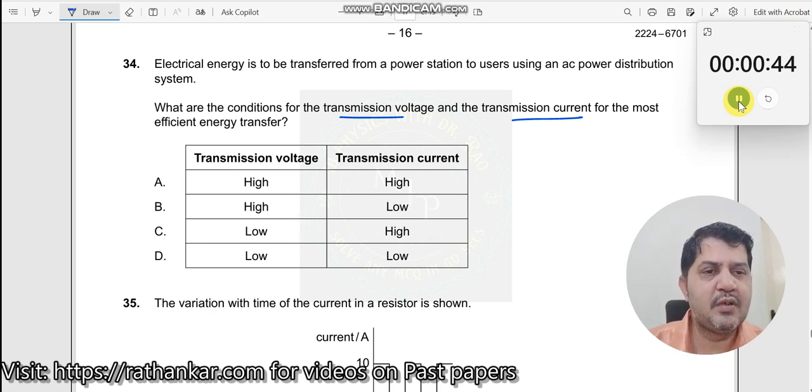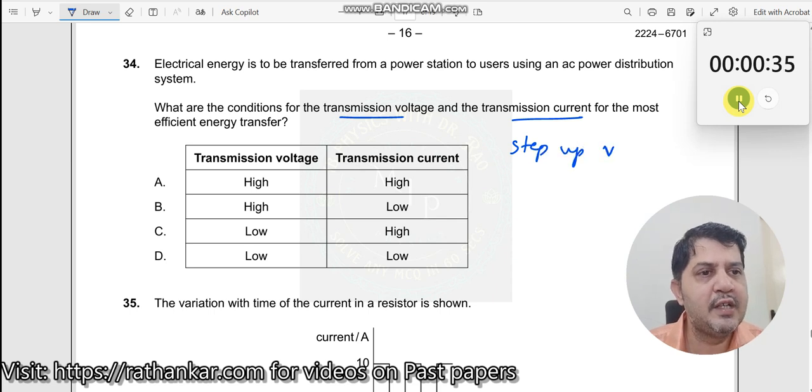Whenever we want to transfer energy from the source to the destination, that is, from the power station to the destination, what should we do? We should step up the voltage. Why step up the voltage?